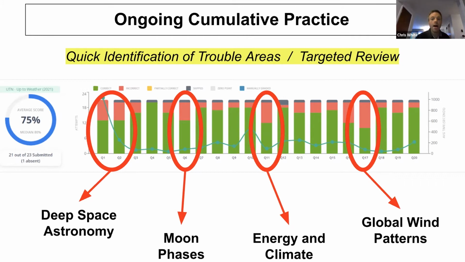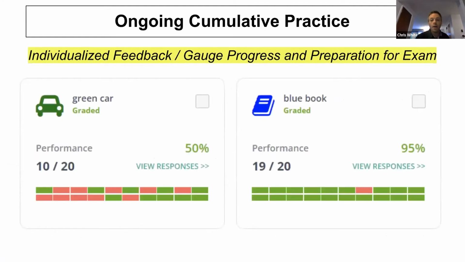But if we go to the next slide, we can see how particular students fared on this example of an Up to Weather. And so you can give individualized feedback and really gauge the progress and preparation of individual students. So for the blue book student there who's got 19 out of 20, I'm not going to bother them. They seem to know what's going on. They've got the content down. That one question they got wrong, I'm sure we'll fill in at some point as we review to the end of the year.